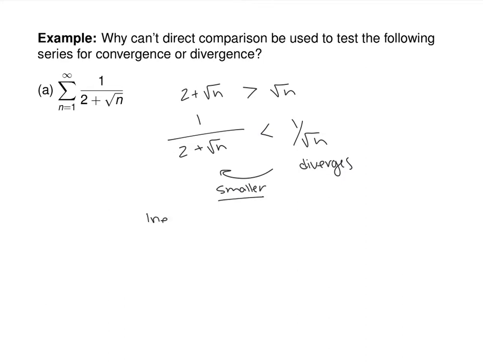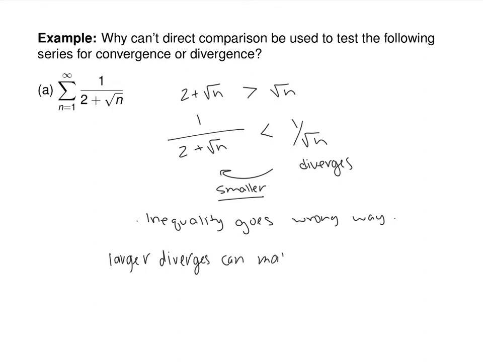The problem here is that your inequality goes the wrong way. You know that if the smaller diverges, so does the larger, but if the larger diverges, you can make no conclusions about the smaller one.